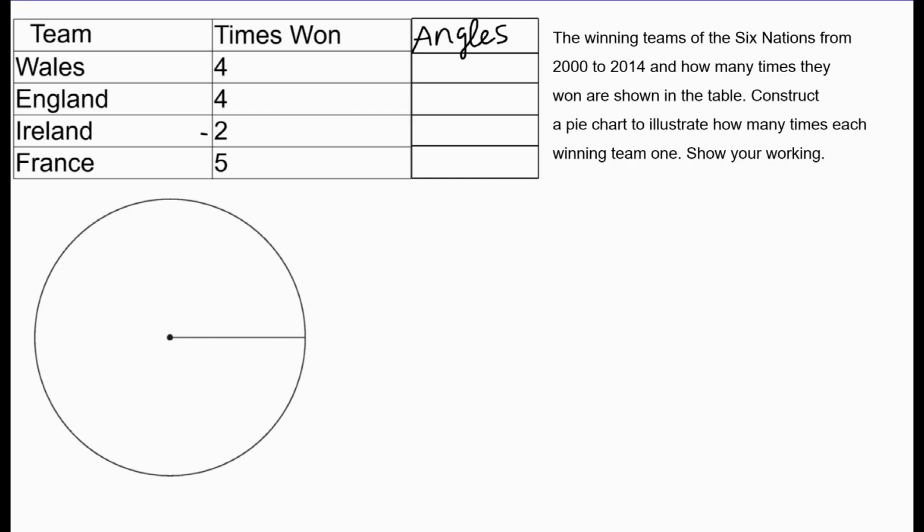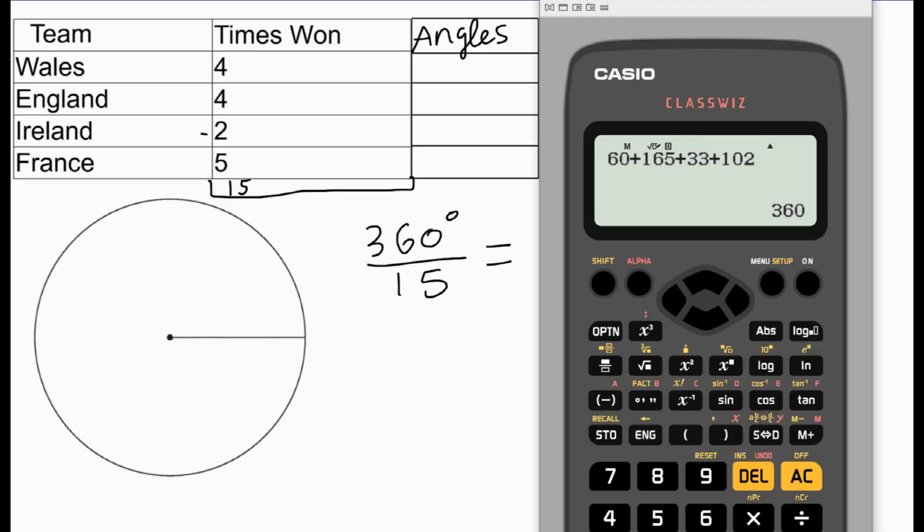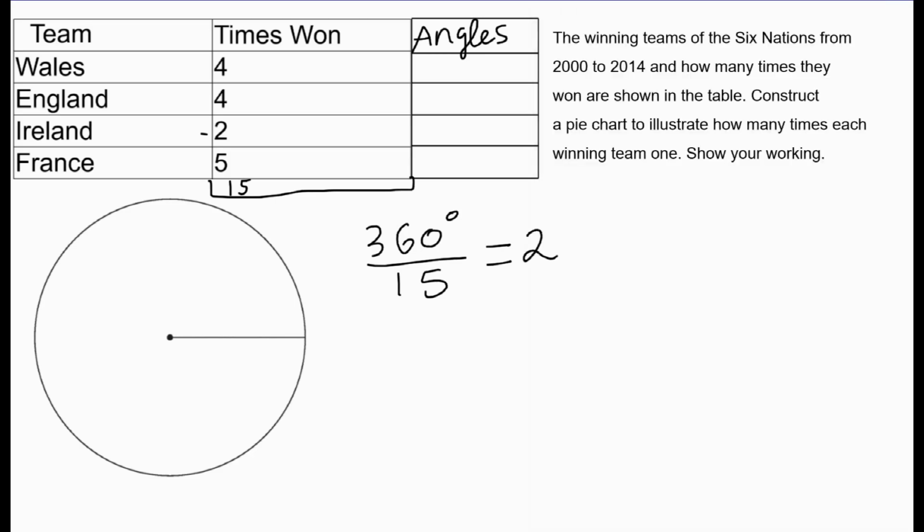Okay, so here are the answers. I'm going to work out my total frequency, so the total number of times: 1, 4, 8, 10, 15, that's 15. To work out my multiplier, I need to do 360 degrees divided by 15, which is going to be 120 over 5, which is going to be 24. So what this means is that every single win is worth 24 degrees. So I need to times by 24 to get my angles.